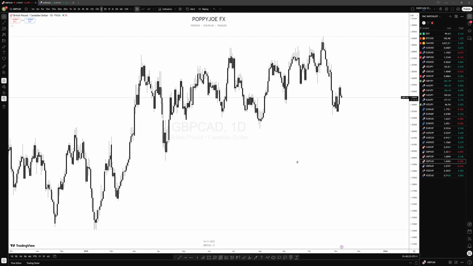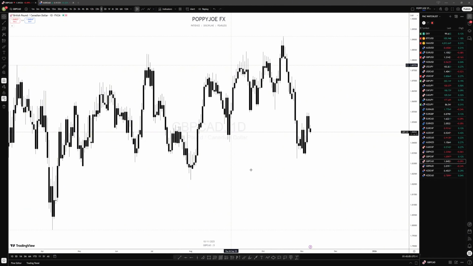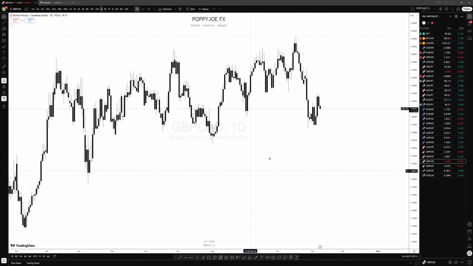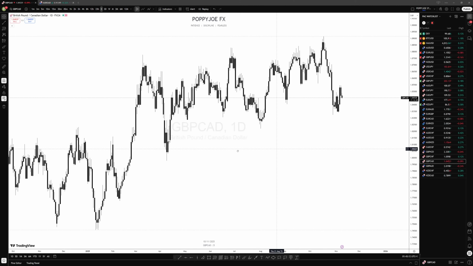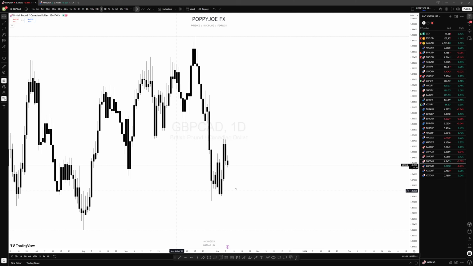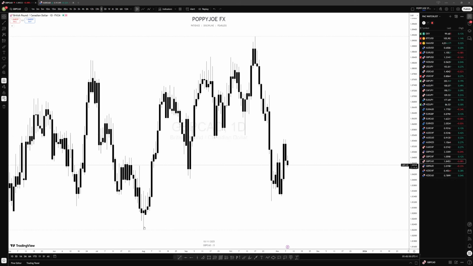On GBPCAD here, my bias is bullish. Why? Because the market has been bullish for a long time. Looking at this range, the current range I have on this pair is from this low all the way to this high over here. I see all these lows we have here as internal liquidity, and obviously this is the area of the last point of mitigation that price should retrace into and give us our bullish move all the way up.